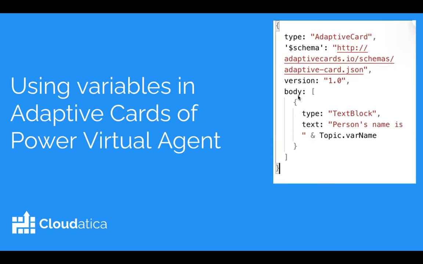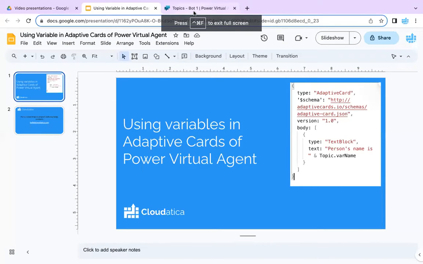Let's say you want to use a variable in your adaptive card. How will you do it? It's a simple thing, but I figured that some people struggle because it needs a little bit of a trick. Here's a screenshot of how it will look. So let me now show you how the end result will be.